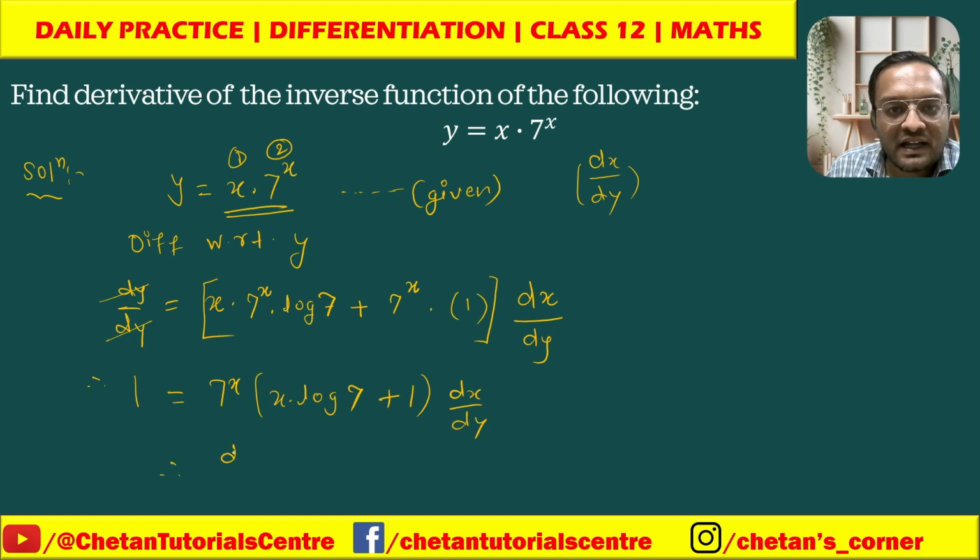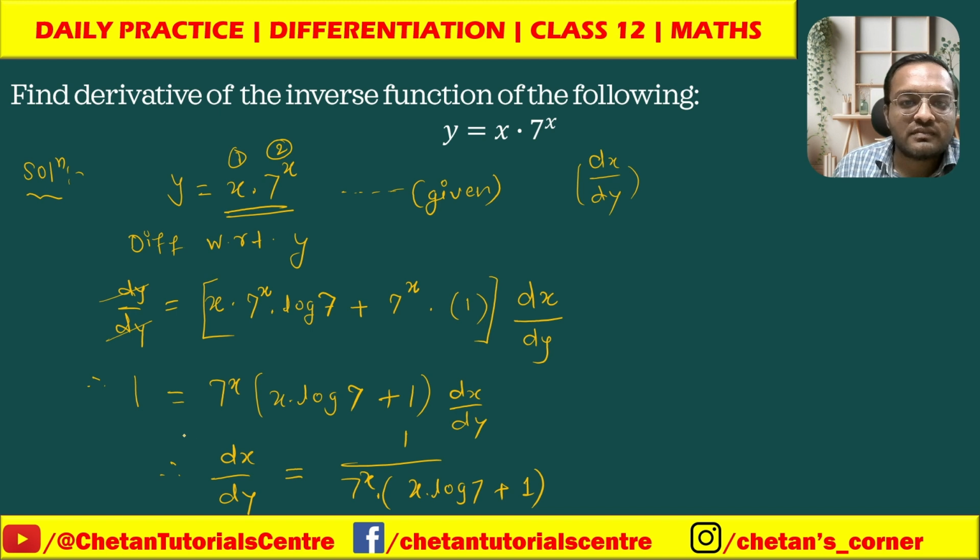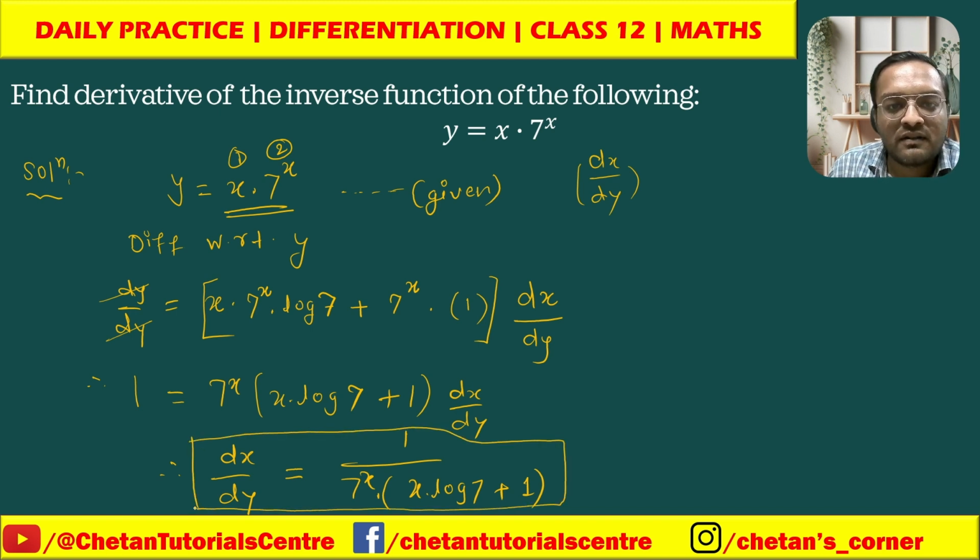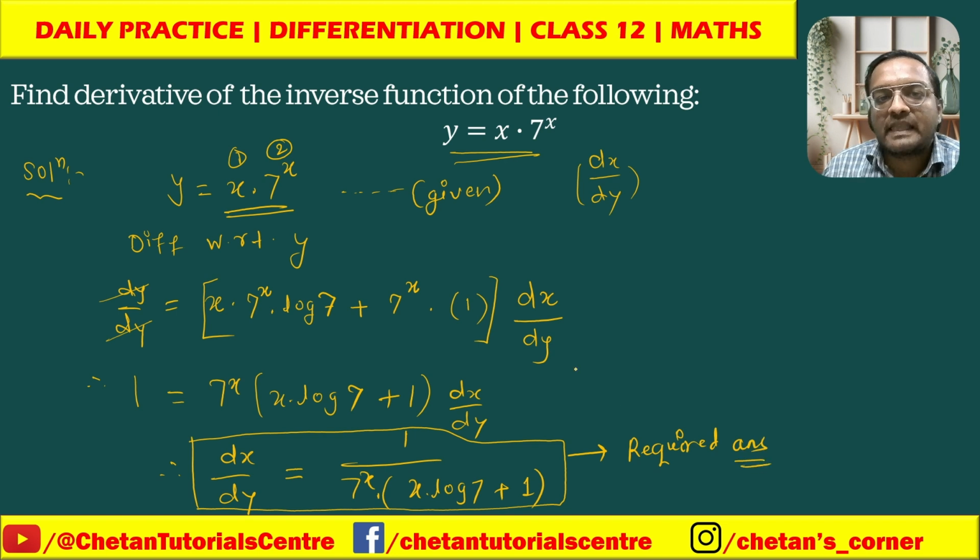I will further simplify this and find out the value of dx by dy. And what I will get? 1 upon 7 raised to x into log of 7 plus 1. So in this way, I have found out the value of inverse function of this given function, that is dx by dy. This is our required answer. In this way, we find out the derivative of inverse function of this given function.